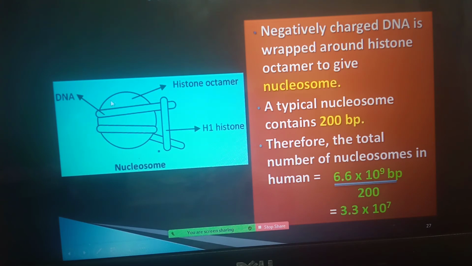Now when you observe the nucleosomes under the microscope, they look like beads arranged on a string, called a chromatin fiber. A typical nucleosome contains how many base pairs? 200 base pairs. Total number of nucleosomes in a human: the total number of base pairs is 6.6 times 10 power 9, which is divided by the nucleosome base pairs, so what you are getting is 3.3 times 10 power 7 nucleosomes, the bead-like structures present.